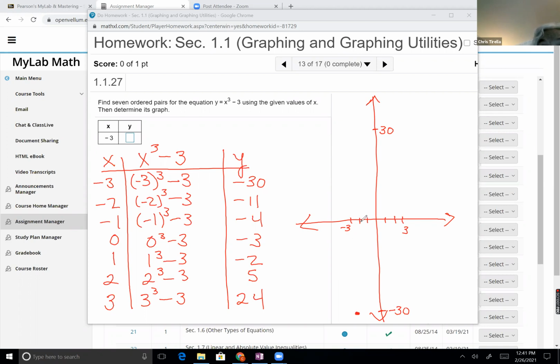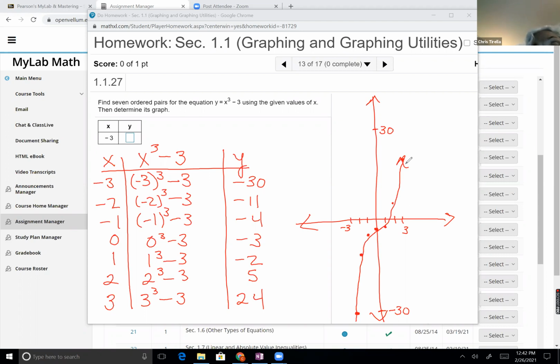At -2, it's -11. At -1, it's -4. At 0, it's -3. At 1, it's -2. At 2, it's 5. And at 3, it's 24. And so then I would connect my points with a smooth curve.